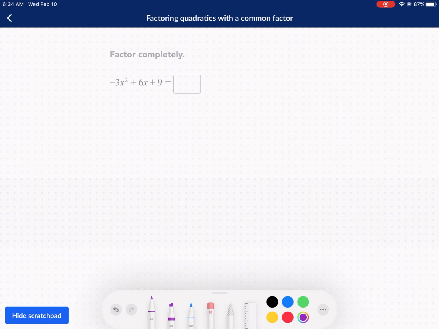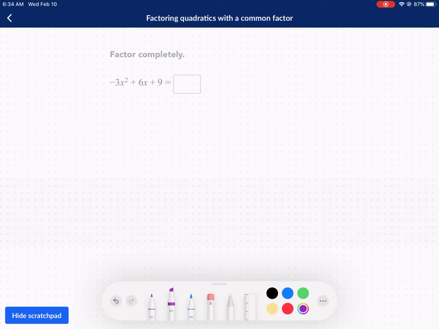All right. Very important point here. Notice how our leading coefficient of x squared is negative 3. I don't like that, so I'm going to factor out a negative 3. I really don't like it when that first term is negative. So I'm going to factor out negative 3, and I get x squared minus 2x minus 3. That's what happens when I factor out the negative 3, but the x squared being positive is super important to me. So I have negative 3, and I'll put my parentheses here, and I'll put x and x, as always. That's why I like it.